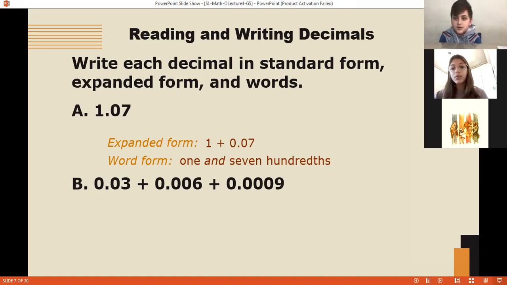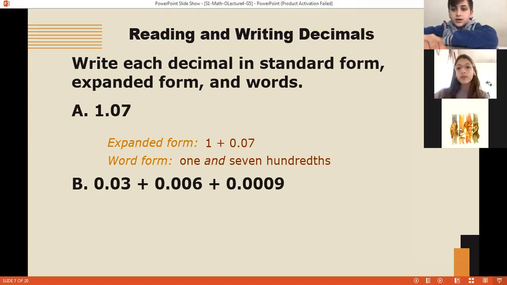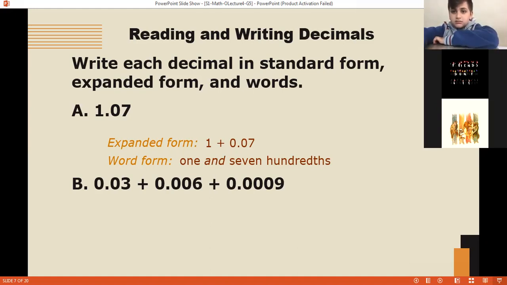So we have 0.03 plus 0.006 plus 0.0009. This is already the expanded form. I want you to write this number first in standard form, so you give me the number, then write it in word form. Pay attention, we don't have a whole part here, it's all decimal part. I don't want it in this form, I want the number.